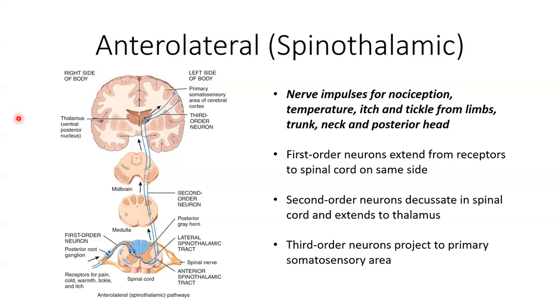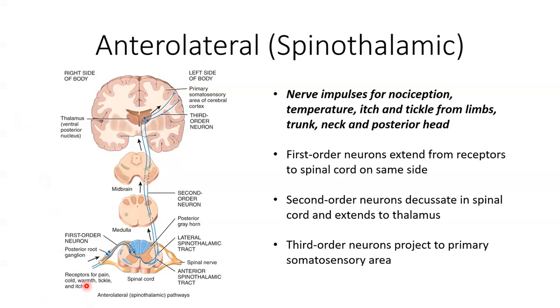The anterior lateral spinothalamic tract transmits nerve impulses from receptors for nociception, which is pain, temperature, itch, and tickle from the limbs, trunk, neck, and posterior head. So basically back of the head downwards.